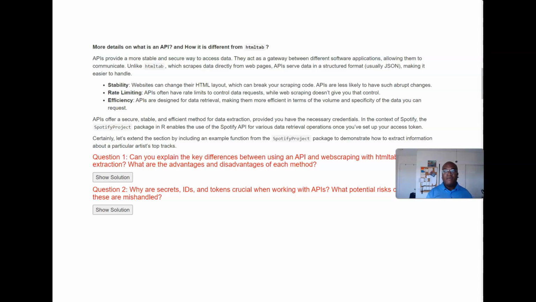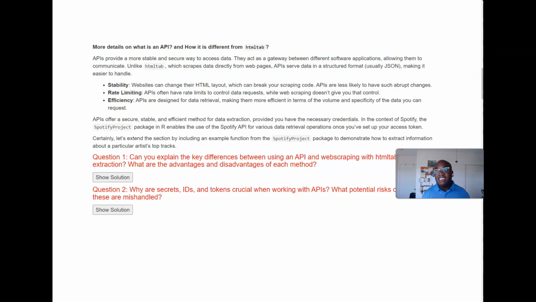When you have an API and you have ID and you have the secret and so on, and therefore you have a token, this potentially gives you more access to more information that may not necessarily be on the website, or that might require you to get information that's on other different pages. So APIs are good for that.